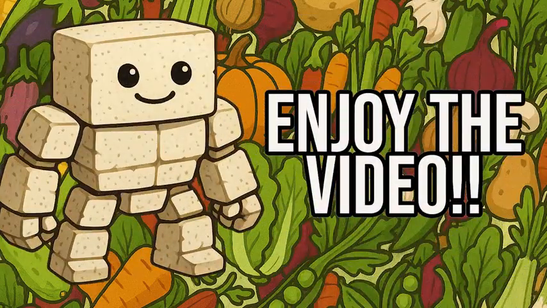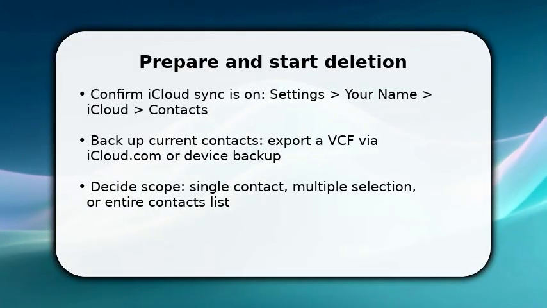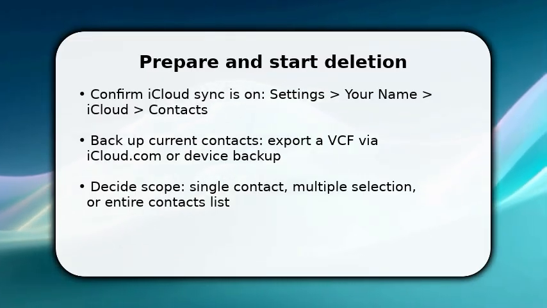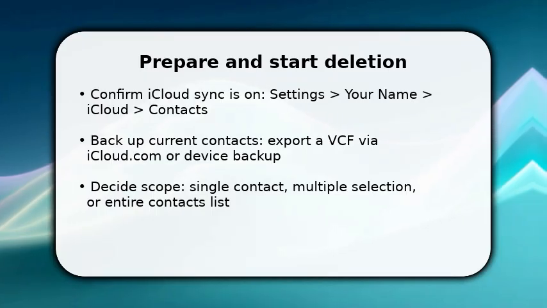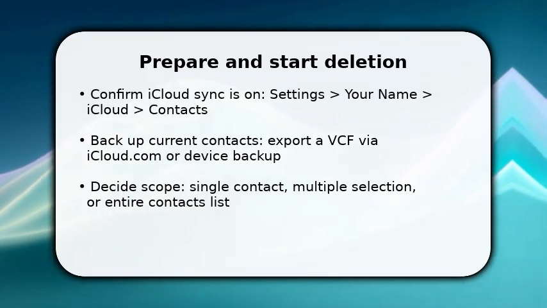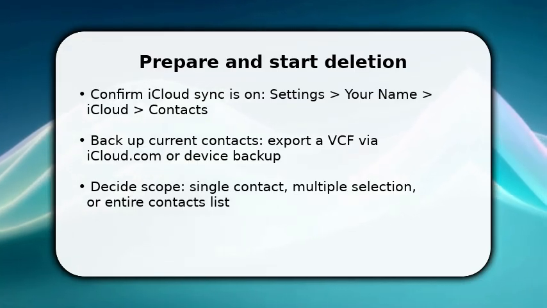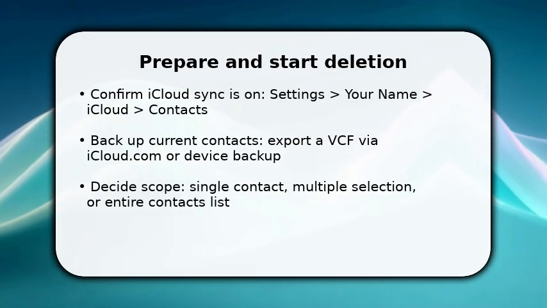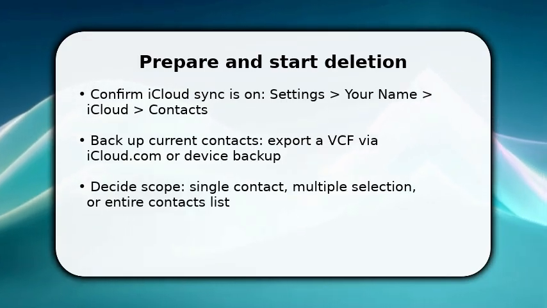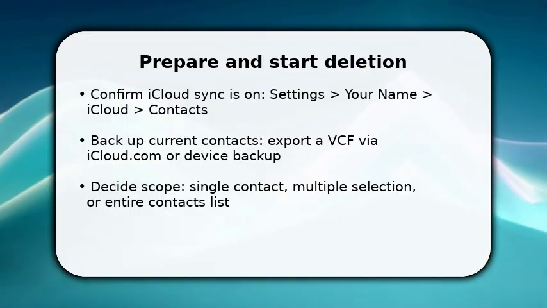Please enjoy the video. You begin by confirming iCloud contacts is active, so deletions sync across devices. Next, export a VCF or run a device backup. This prevents accidental permanent loss. Once done, choose your scope: a single contact, several selected entries, or wiping the entire list, because each path uses a different interface and steps.